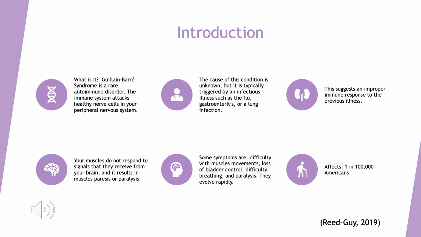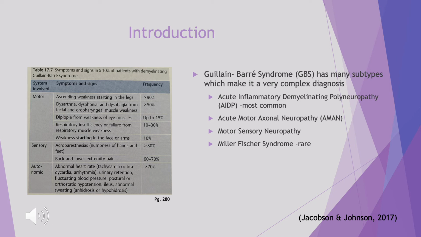Your muscles do not respond to signals that they receive from your brain, and it results in muscle paresis or paralysis. Some symptoms are difficulty with muscle movements, loss of bladder control, difficulty breathing, and paralysis, and they evolve rapidly. It affects 1 in 100,000 Americans and is more common in the older populations. Guillain-Barré syndrome has many subtypes, which makes it very complex to diagnose.